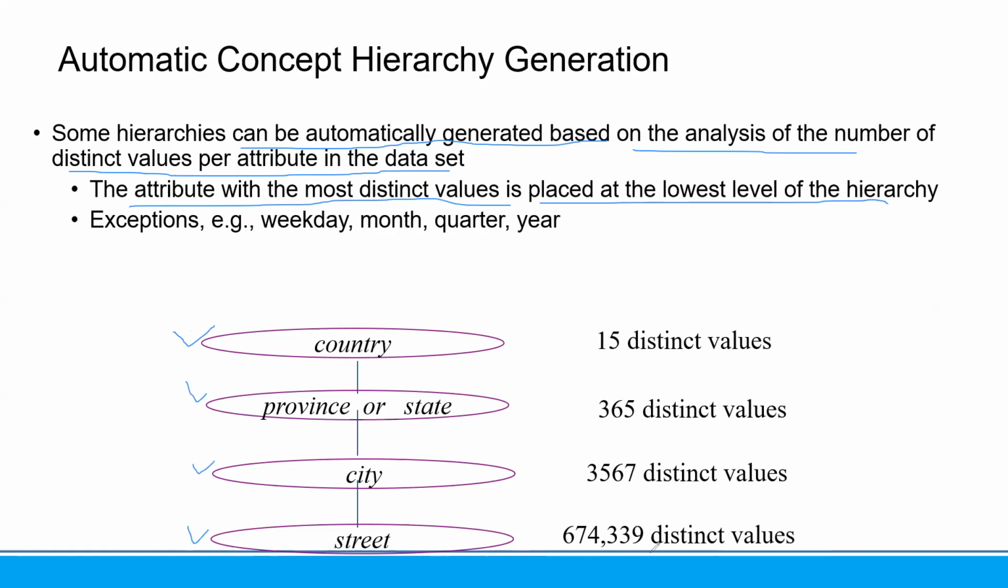The number of distinct values of street is about 600,000, so we can put it into the lowest level. For country, there are 15 distinct values. Because it has the smallest number of distinct values, we can put it in the highest level. The others can be split, maybe the one after the country, and then this one will be the position after the state.